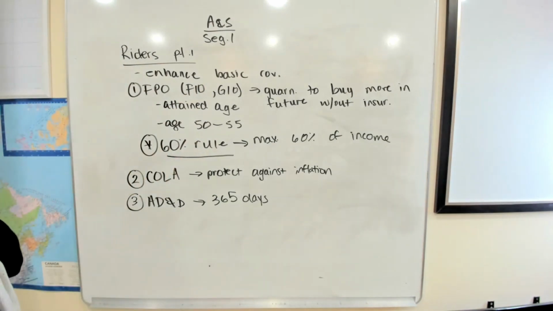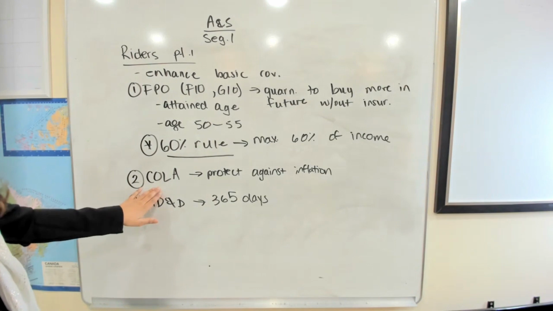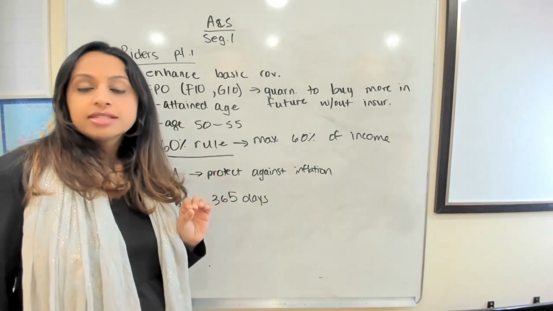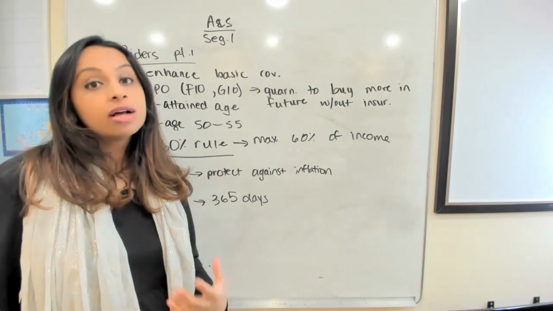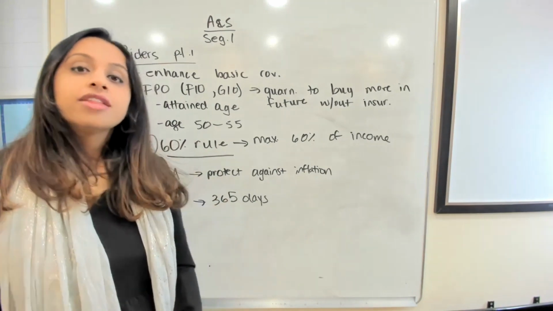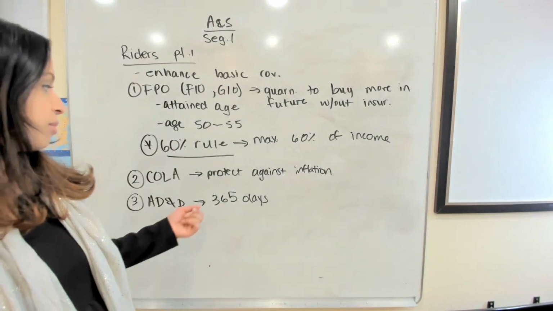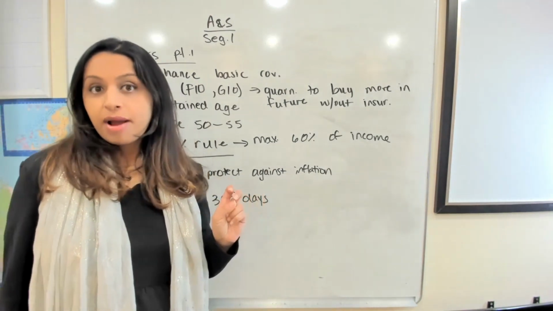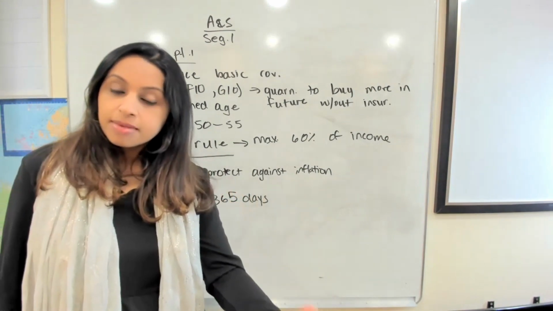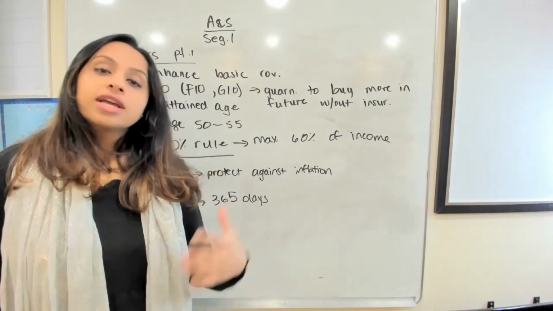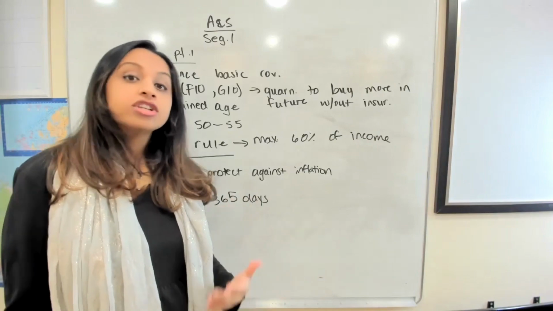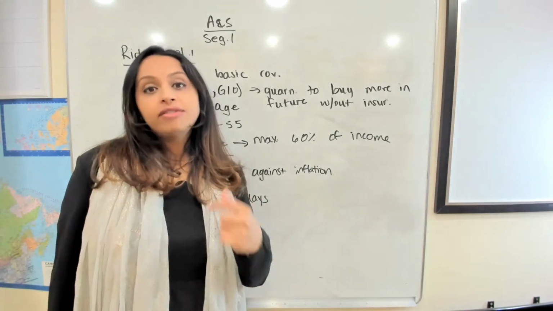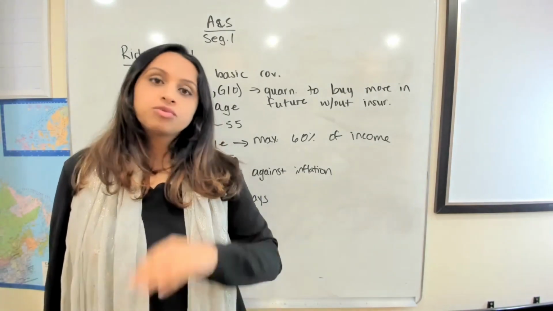Okay. The next rider that we're going to talk about is the COLA rider, C-O-L-A. And basically what this means, whenever you see COLA, which stands for cost of living adjustment rider, think about inflation, right? So this is for someone who wants to protect themselves against inflation. They're worried that the purchasing power is going to decrease over time, cost of living is going up. So they can add this rider onto their policy, and they can choose if they want simple interest or compounded interest, and then their benefit will increase based on that up to a certain amount, right?